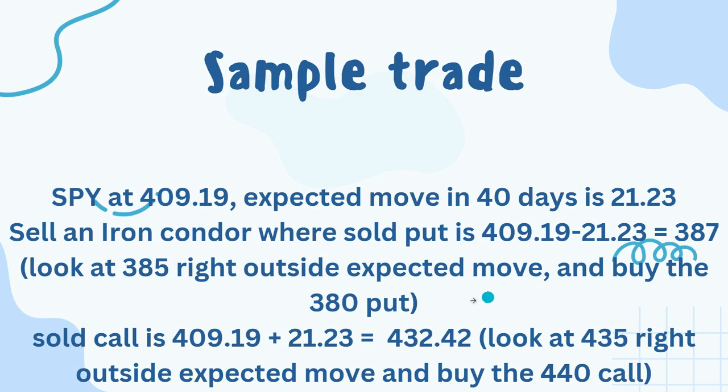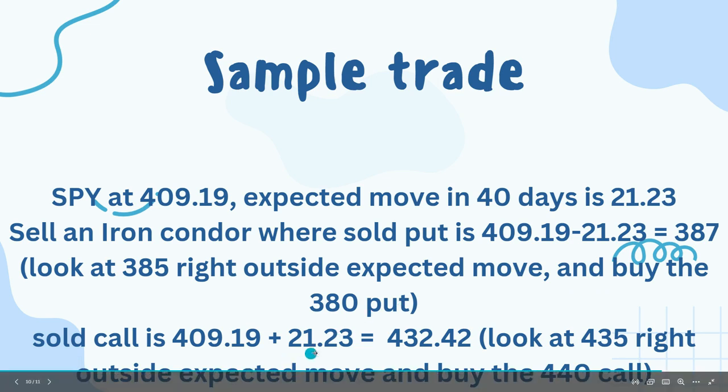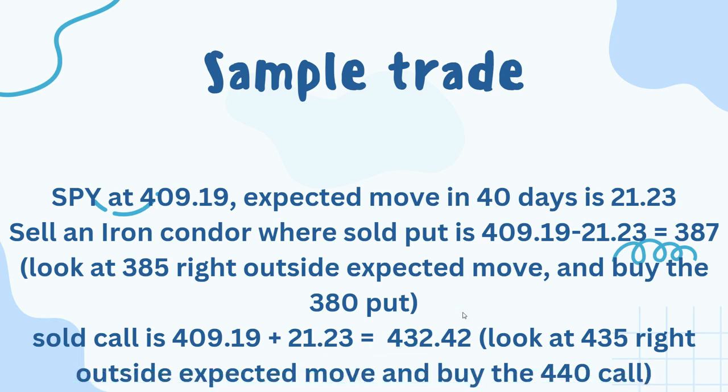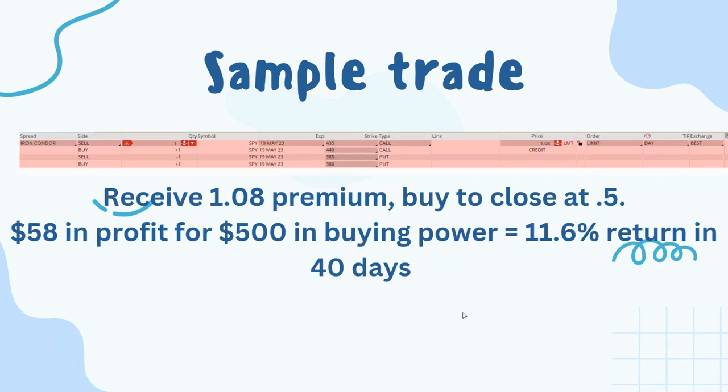And then you're going to buy a 380 put that ends up being a $5-wide spread and uses only $500 in buying power. For your call side, we're going to add 21.23 and you get 432.42. Want to go a little bit outside that expected move, so look at the 435 strike, and you're going to sell that one, the call side, and then buy the 440 call. This is how it'll look on Thinkorswim.